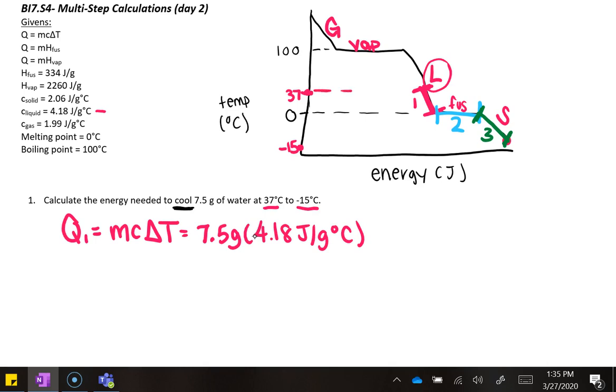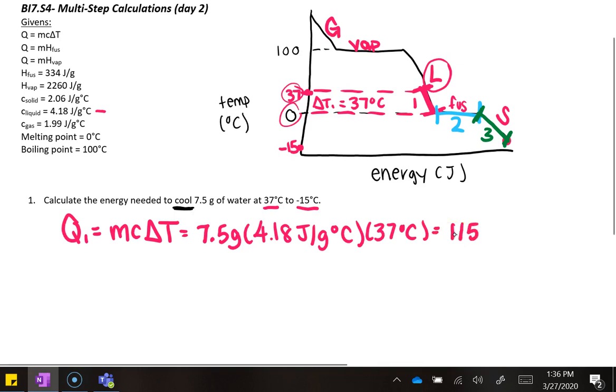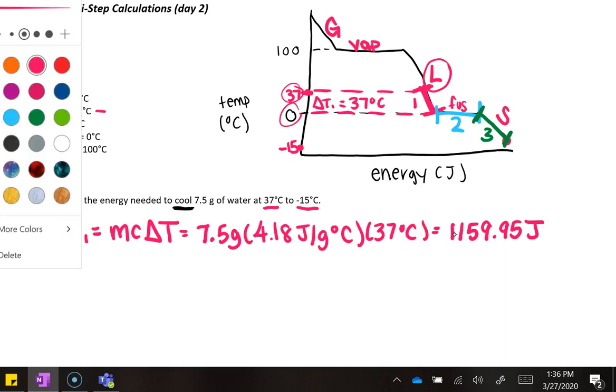And then remember, we need to treat each segment like its own problem. So looking at segment 1, the change in temperature would be 37 degrees Celsius. Segment 1 starts at 37 degrees, it ends at 0 degrees, so my change in temperature is 37 degrees Celsius. For now, keep all of your temperatures positive. It's going to make things much easier.